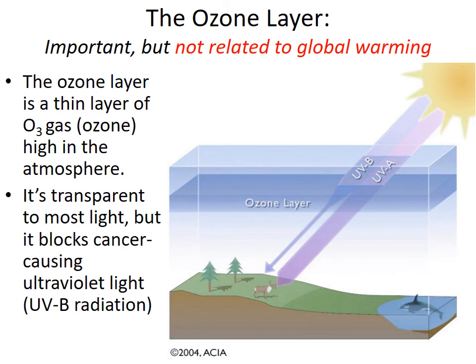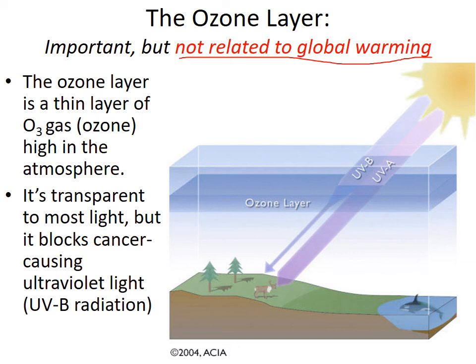Okay, we're done talking about global warming, but I want to talk about another atmospheric pollution problem that is not related to global warming, because this is something that a lot of people confuse with global warming. So it's the destruction of the ozone layer. Destruction of the ozone layer is a big atmospheric pollution problem, but it's not related to global warming. And I want you, as graduates of this marine ecology course, to know the difference. Both of these things are problems, but they're different problems that shouldn't be confused in your minds.